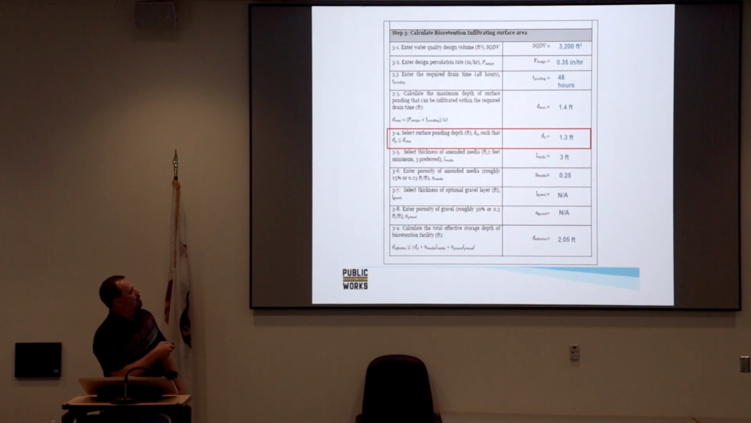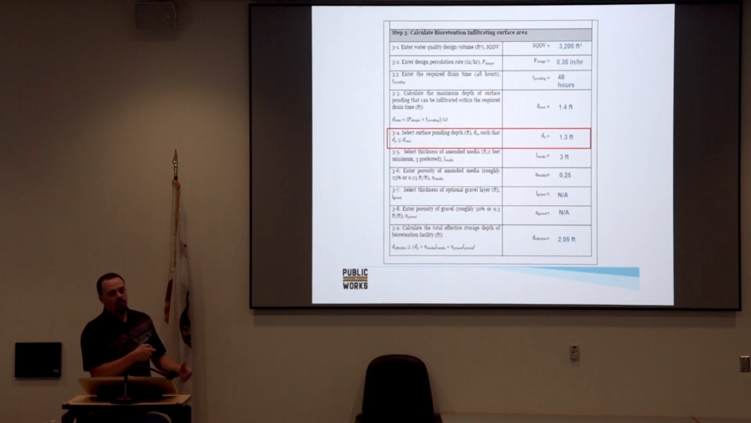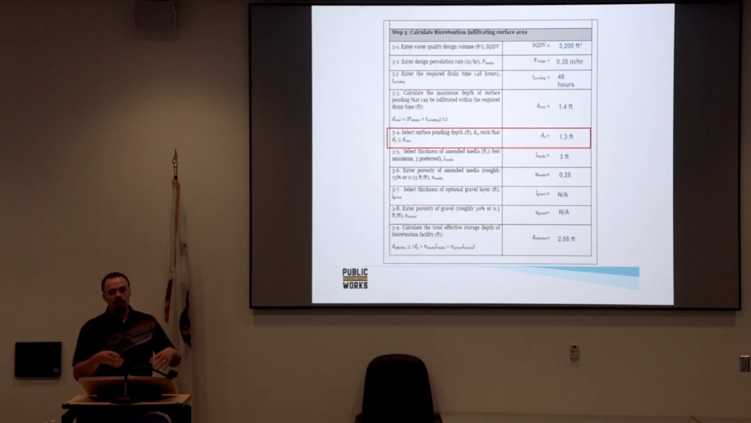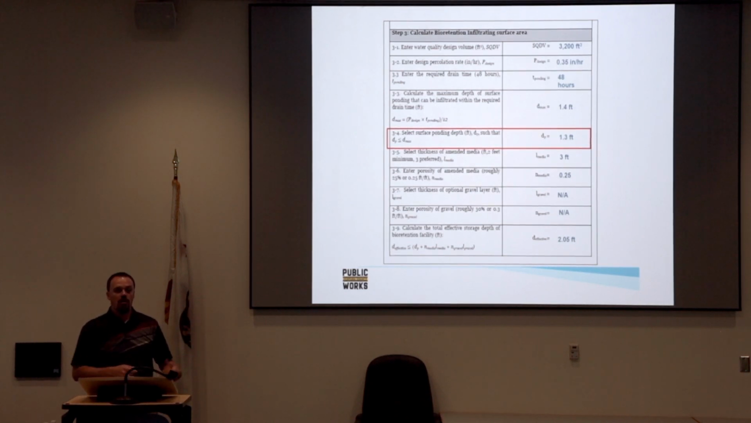When you talk about your selected surface depth, it says 1.3 feet because it has to be less than 1.4. We don't want to maximize the design, because if it starts clogging a bit, then you're going to have ponding and flooding everywhere, or it's not going to treat the full volume it's supposed to.